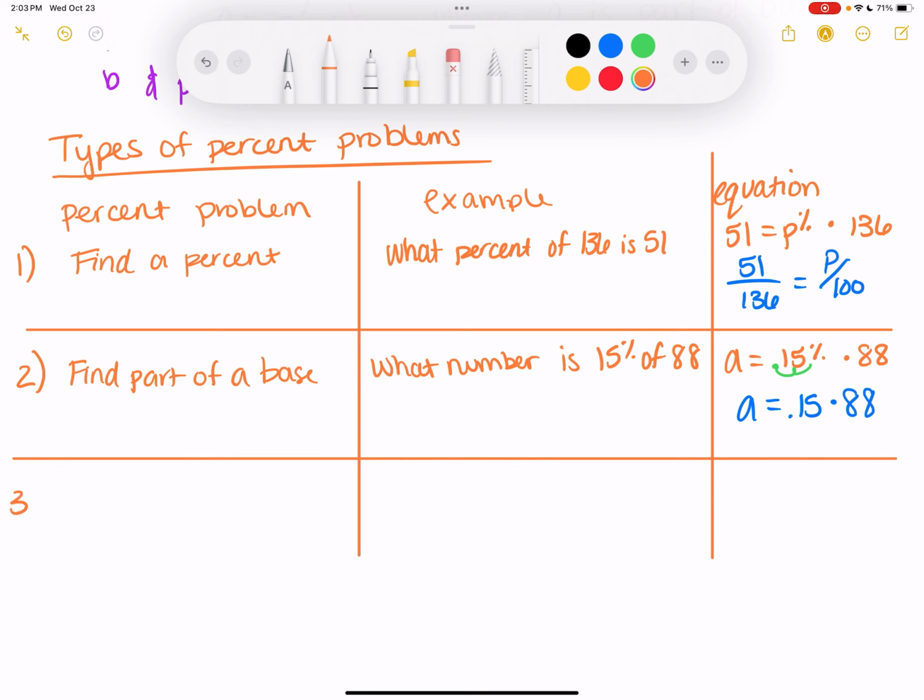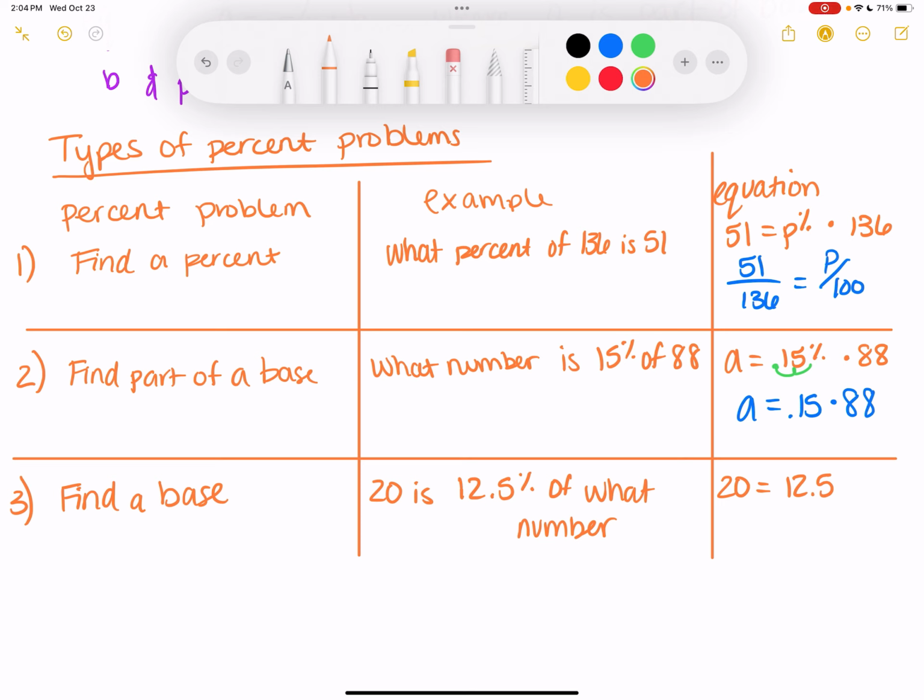And then the last one, if it tells you to find a base, and it won't obviously necessarily say it in those terms, but what you're looking for in terms of the wording is if they say 20 is 12.5% of what number, that's essentially telling you I need to find the denominator of my fraction. And so what this would look like is 20 equals 12.5 as a percent times B.